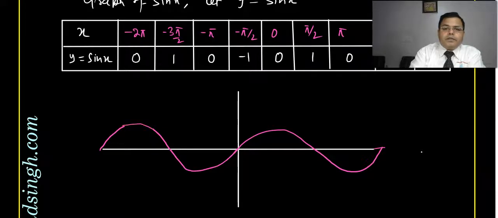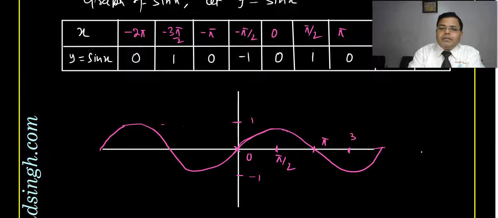Yes. So here it will be between minus 1 to 1. The value of this lies between 1 and minus 1. This is 0, pi by 2 the value is 1, pi is 0, 3 pi by 2 is minus 1. Some more values you can calculate and do it like this.